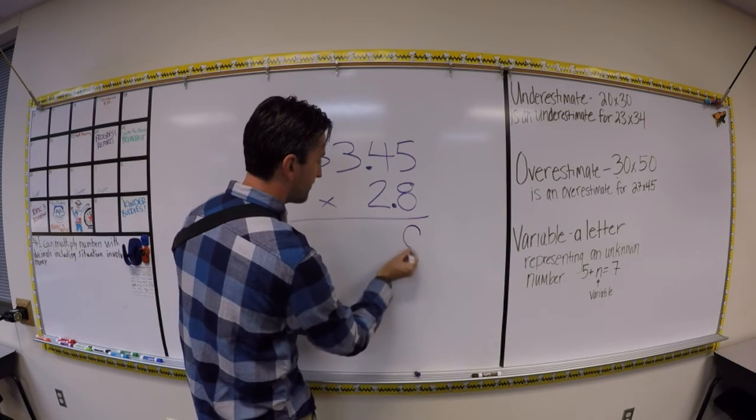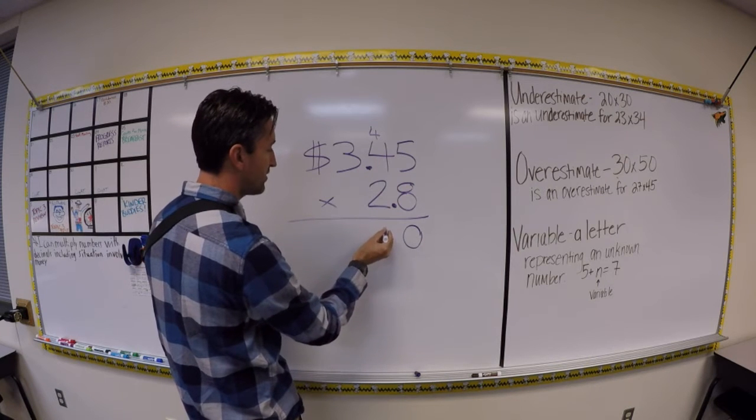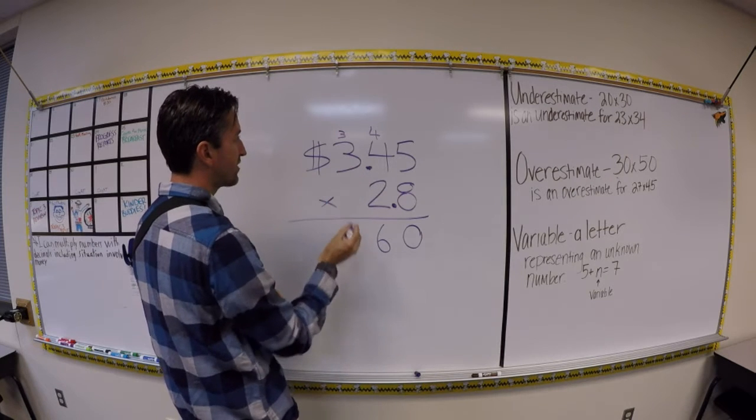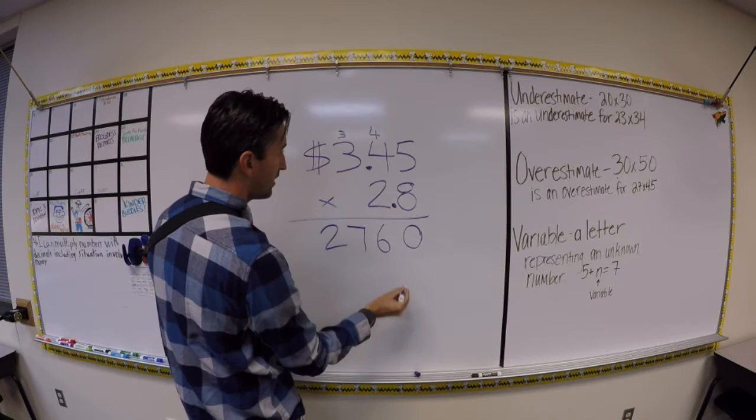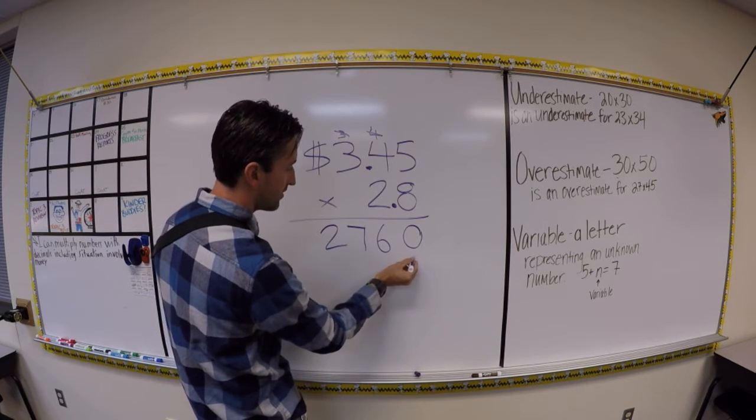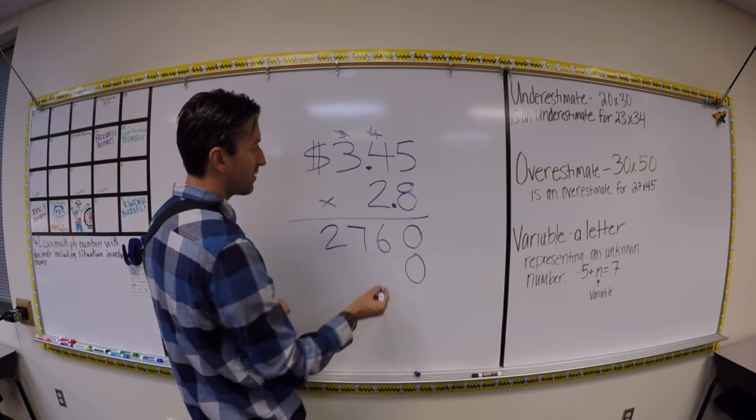5 times 8 is 40. 8 times 4 is 32, plus 4 is 36. 8 times 3 is 24, plus 3 is 27. Now I scratch out those so that I don't accidentally add them in later. Put my 0 in for my placeholder.